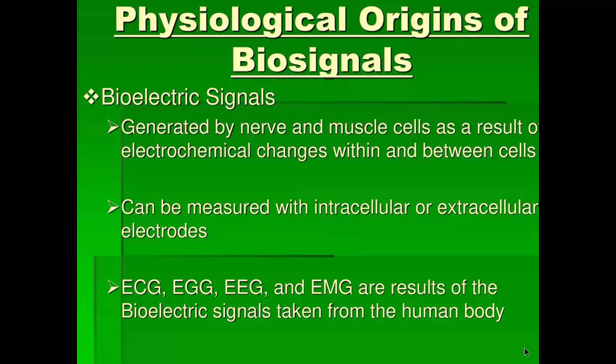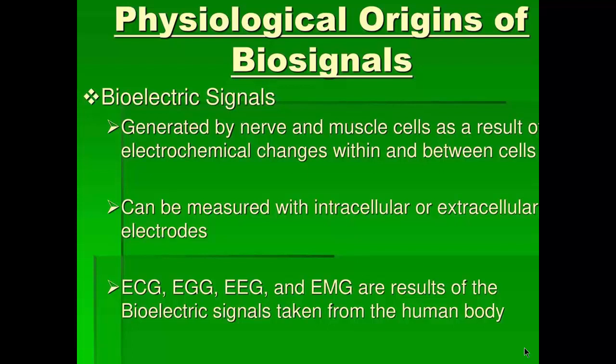Some of the types of physiological biosignals include ECG, electrocardiograms, and EGG, and EEG, and EMG. All of these are, let's see, ECG is electrocardiogram, EGG is electrogalvanomic graph.